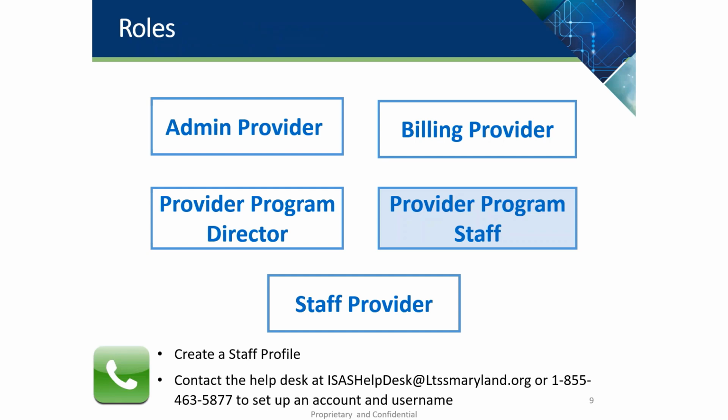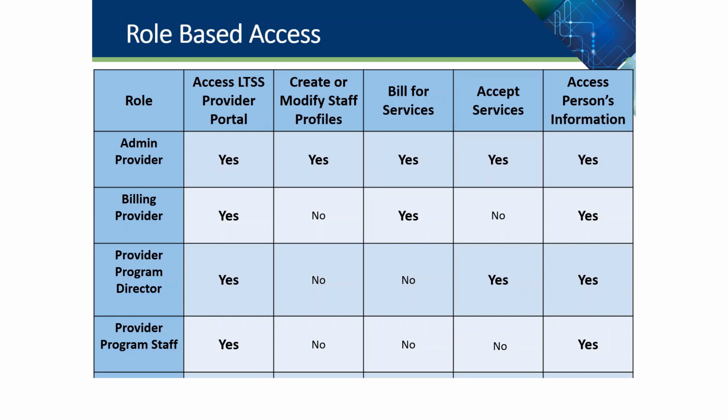The next one we're going to talk about is the provider program staff role. The provider program staff role assists the provider program director with reviewing service referral requests before the provider program director makes decisions on accepting or declining service referrals. Provider program staff can view billing information but not enter or modify it. They can also view client and staff profiles but also cannot make edits to that information. This role is set up by the admin provider role. Here are the role-based access for the provider program staff.